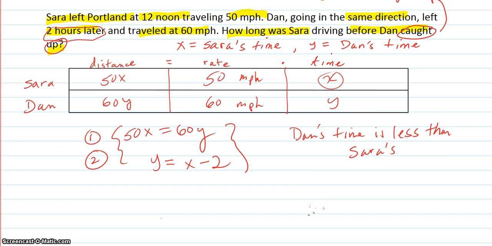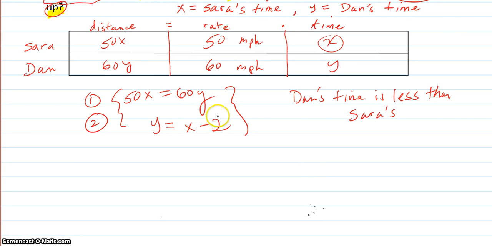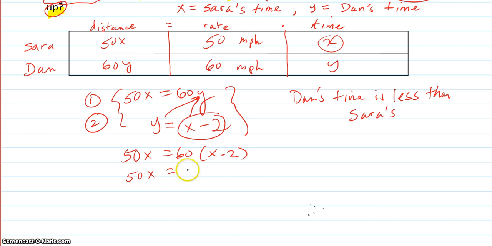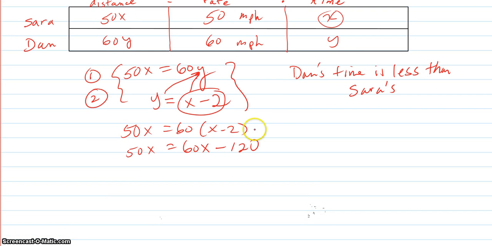Now we're going to solve it by substitution. So we're going to take this x minus 2 and put it in over there for where y is, x minus 2. So it's 50x equals 60 times x minus 2. So 50x equals 60x minus 120. Now here we can use a trick of the trade. We can divide through by 10. So we're going to have 5x equals 6x minus 12.